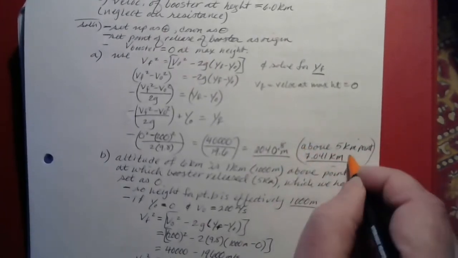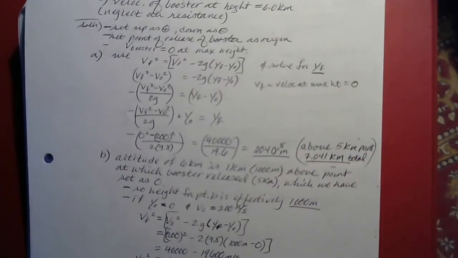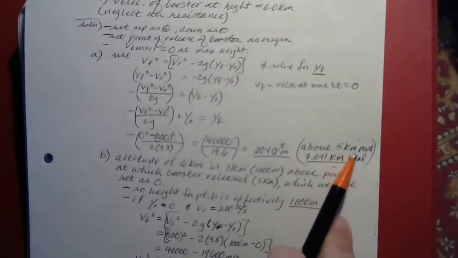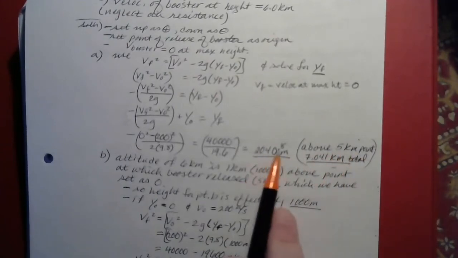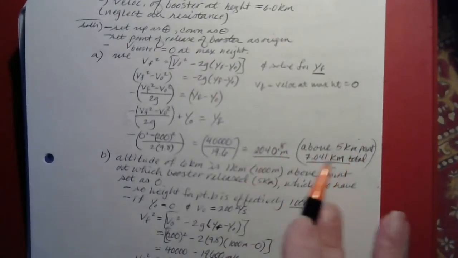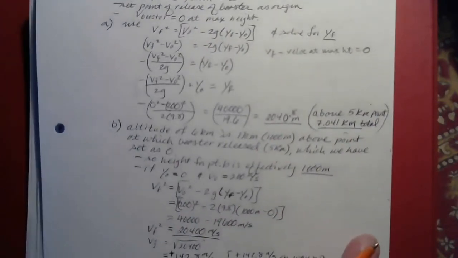7.041 kilometers total. Because 5 kilometers is 5,000 meters. You add 2,040 to that, that's 7,040.8 meters, or 7.041 kilometers.